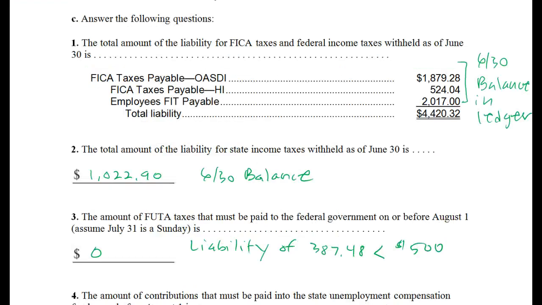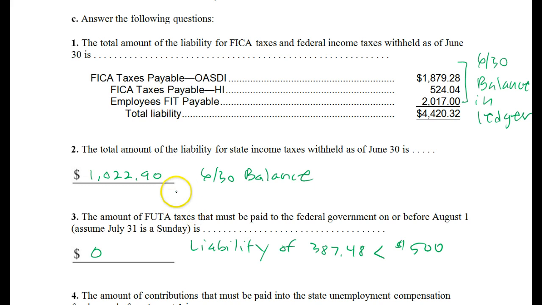Part C is answering the following questions. Total amount of the liability for FICA taxes and federal income tax withheld as of June 30th. And you just go to the ledger card and find the ending balance and transfer it over here. These are the balances. So that's the total liability. You've got your OASDI, your HI, and then your federal income tax. Total amount of liability for state income taxes. Again, just go to the ending balance as of 6/30, and that's what you owe for the state income tax.